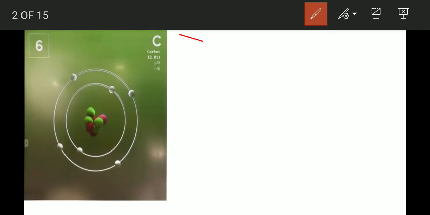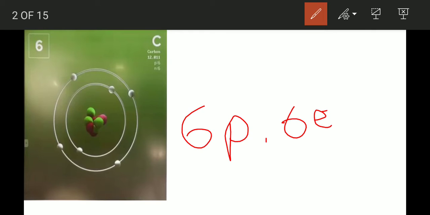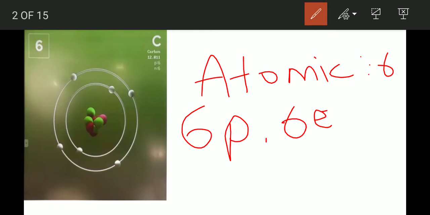See, this is the atom of carbon. It has 6 protons and 6 electrons. That's why its atomic number is 6. Carbon's atomic number is 6. If its atomic number is 6, then it has 6 protons and 6 electrons.